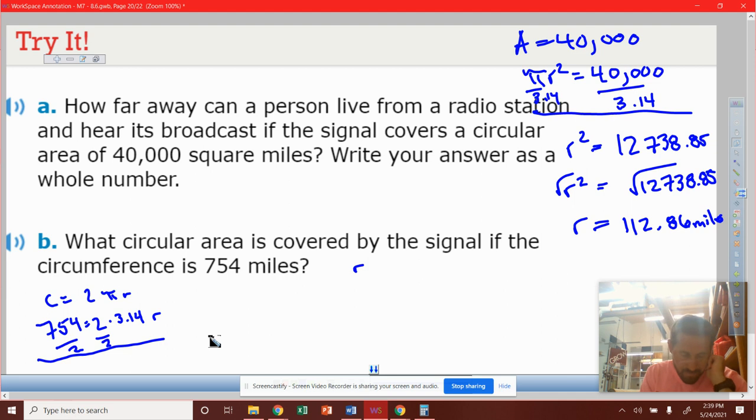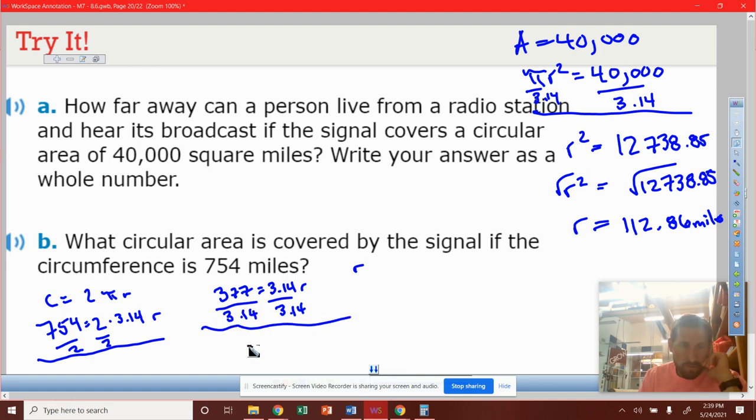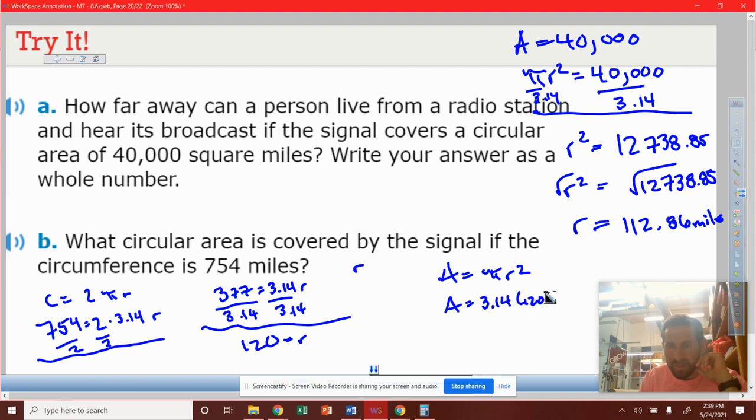754 divided by 2. So I'm going to rewrite it over here. We get 377 equals 3.14 times r. Now we're going to divide by 3.14 on both sides, or in other words, dividing by pi. We get a number really close to 120 equals the radius. So now that we know the radius, we can plug it into area equals pi r squared. So area equals 3.14 times 120 squared.